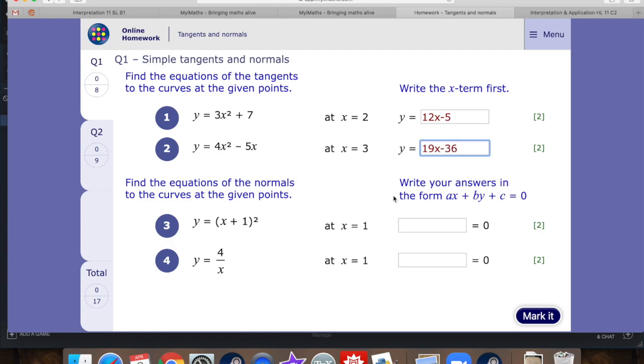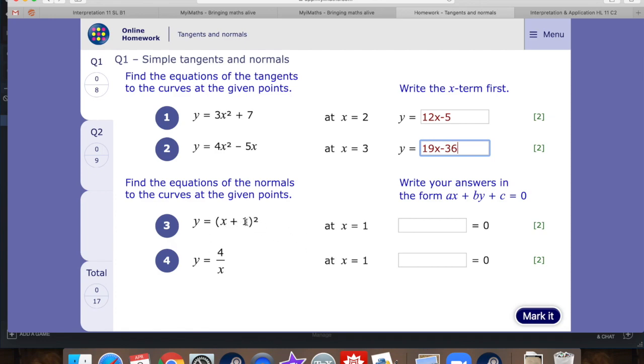Cool. So that's not bad. Now let's do the next one. Find the equations of the normals to the curves at the given points. This is going to be similar to this one, only now instead of m being the derivative, m is going to be the negative reciprocal of the derivative, because that's what the normal means.